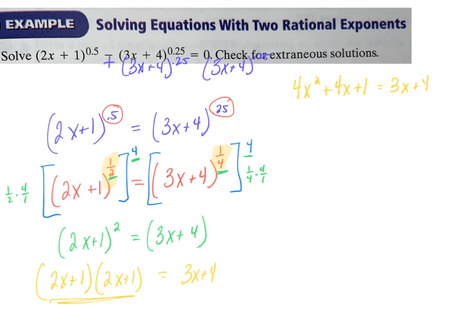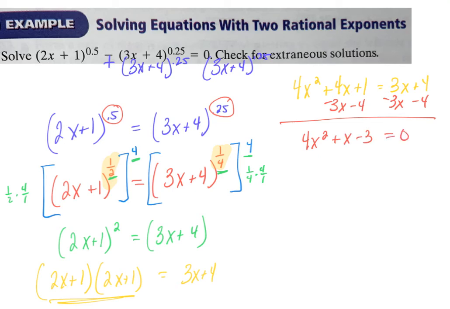Once again, my goal is to do it the easiest way possible. So I need to move everything over to make it equal to 0 and then see if I can factor it. If you can factor it, that's always the easiest way. So we will factor it first. Subtract your 3x, subtract your 4. I will get 4x squared plus x minus 3 equals 0.